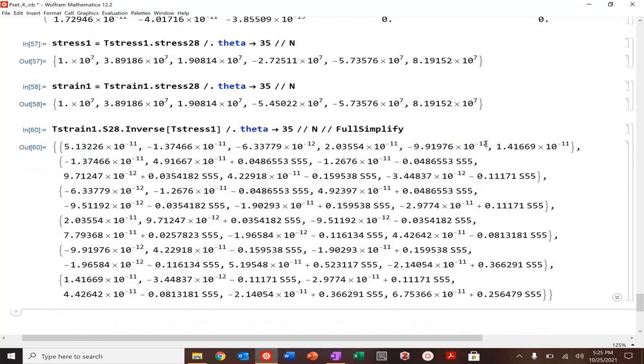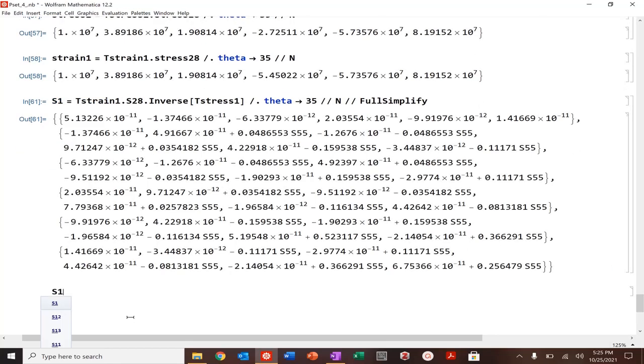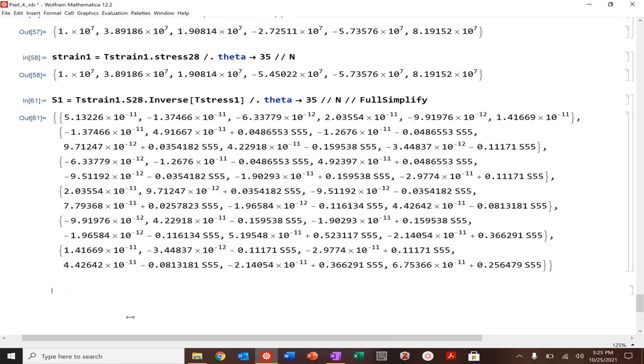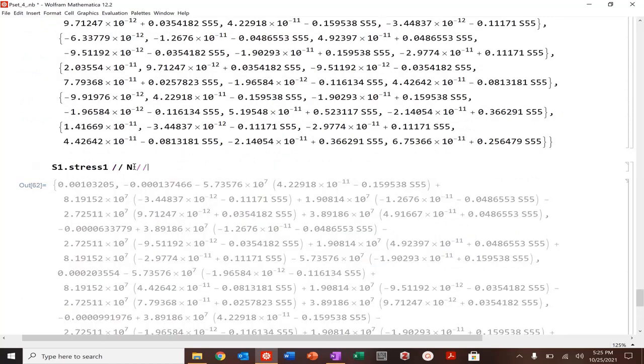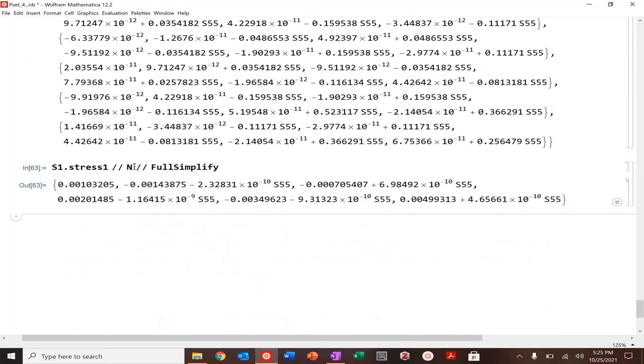So do I have any S55s? Yes, I do. Hopefully I have an equation. I mean, they're pretty much all over the place. So let's just look at, for example, 6. So this is my S1. So S1, actually let's do S1 dot stress 1. Yep, so let's look at our number 6 equation.